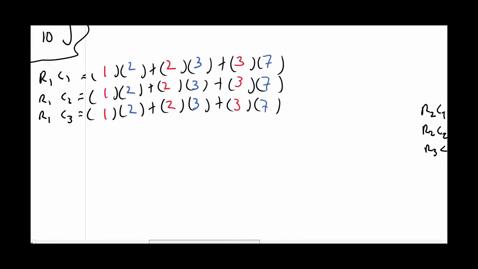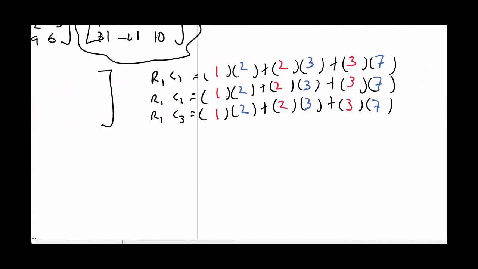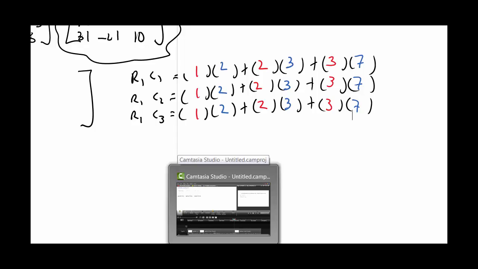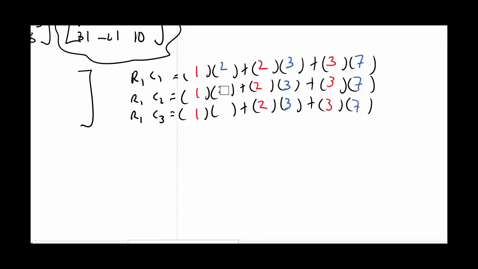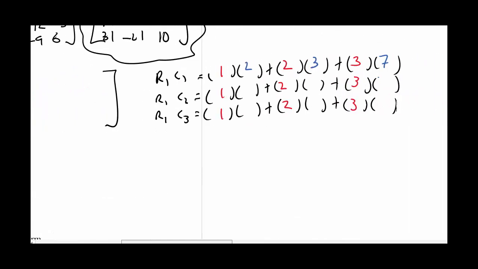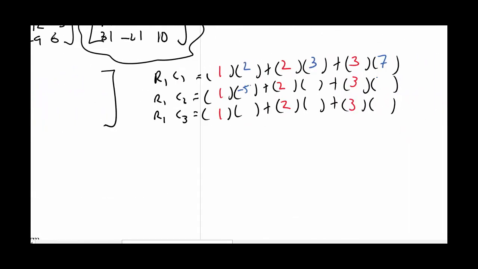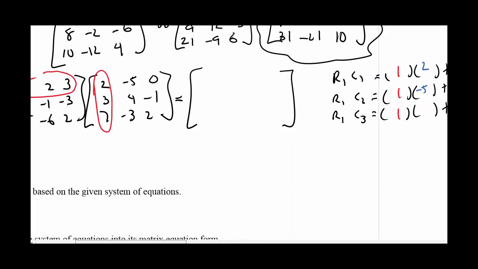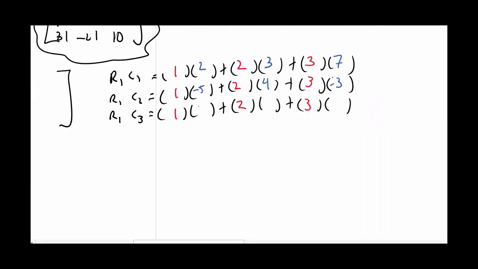Then I need row 2. Oh, you know what? Mr. Slay messed up. I only needed the first set of numbers for that. So I'll leave the 2, 3, 7 there. Let me go get the other ones. The column 2 numbers are -5, 4, and -3. So -5, 4, and -3. And then 0, -1, and 2.